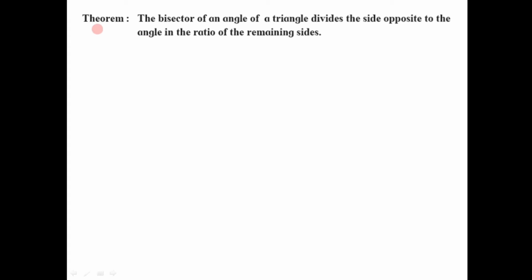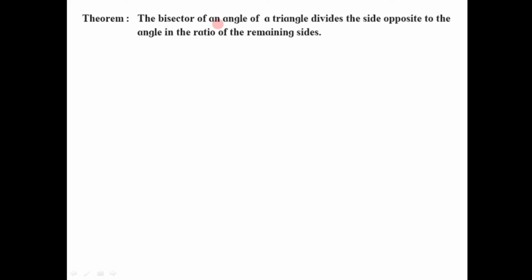Hello students, today let us learn the property of an angle bisector of a triangle from class 10th. This is the property based on the basic proportionality theorem which we have studied earlier. We have to use that basic proportionality theorem to prove this property. So let us have the statement of the theorem.